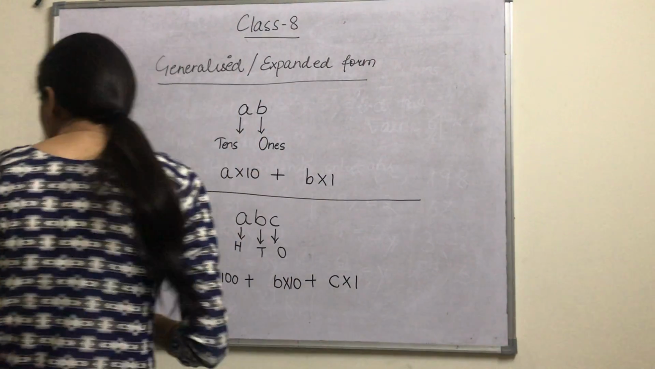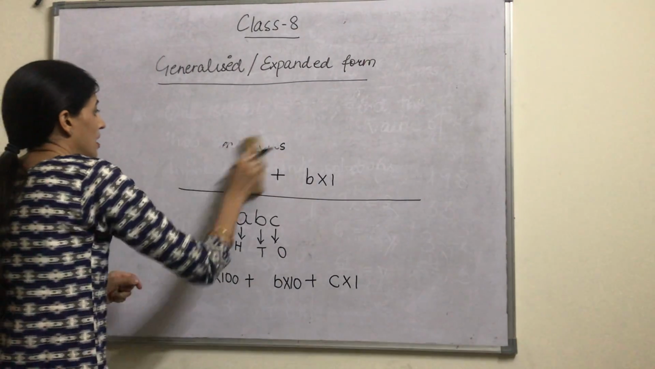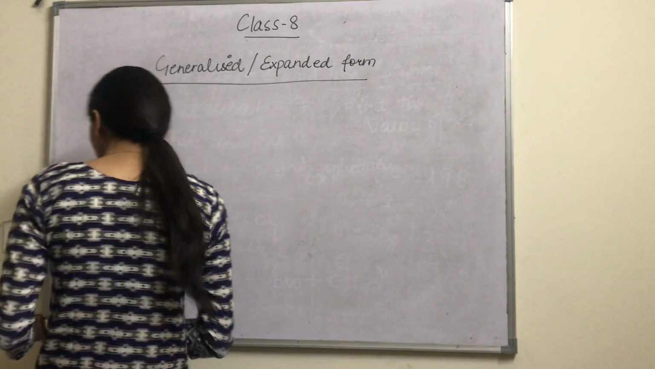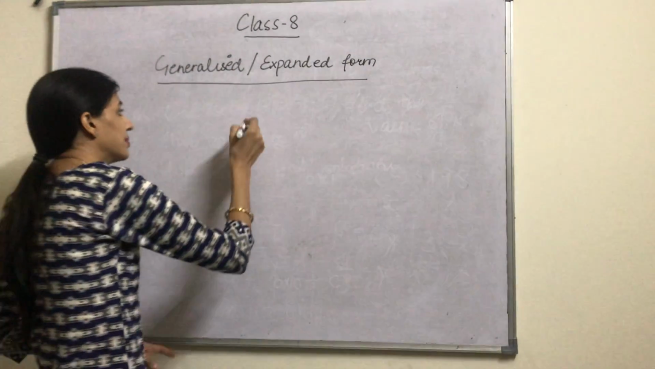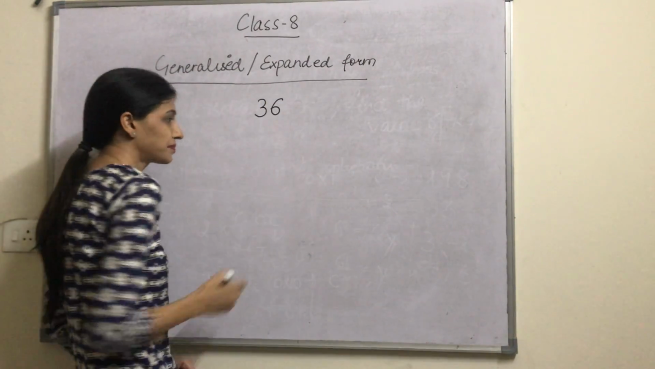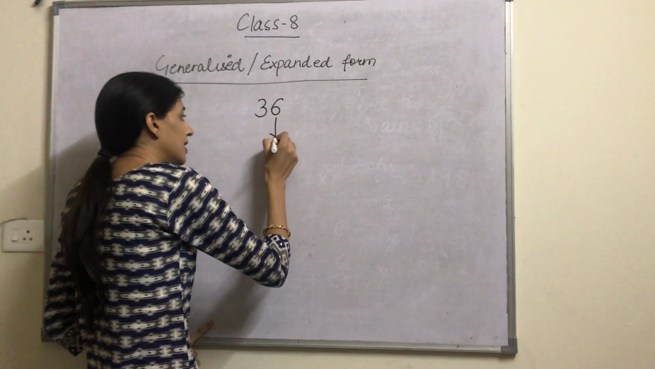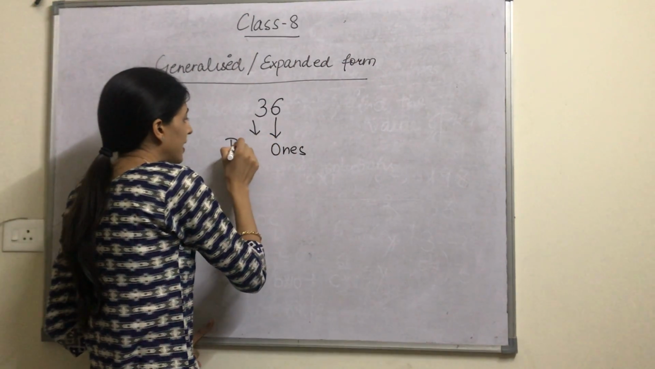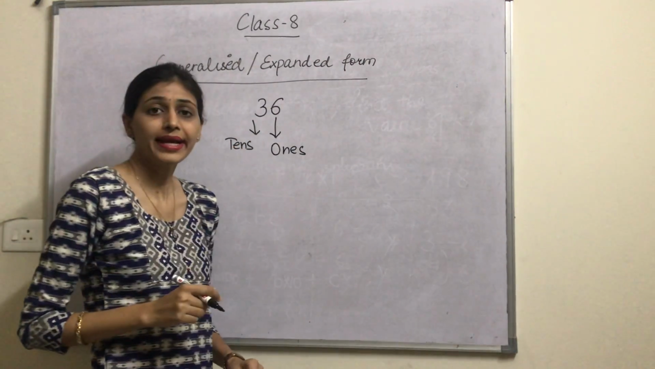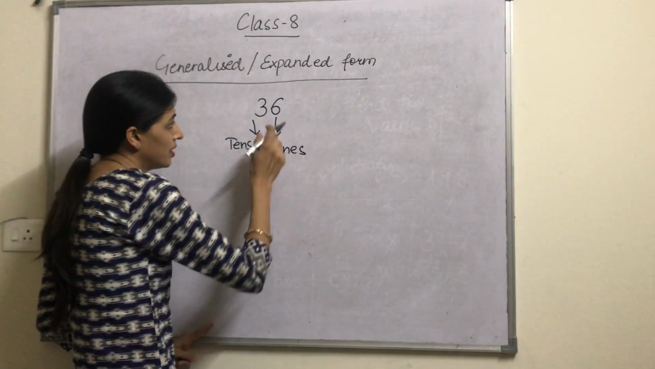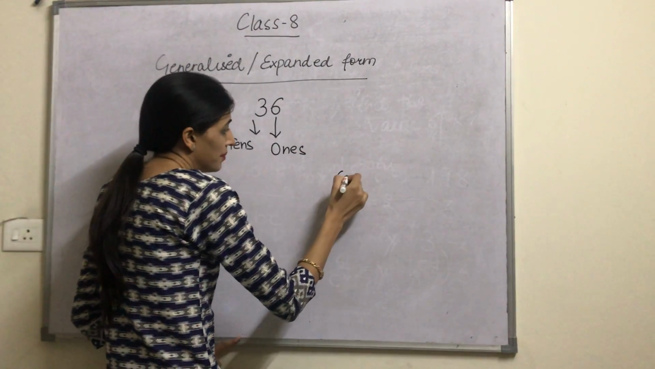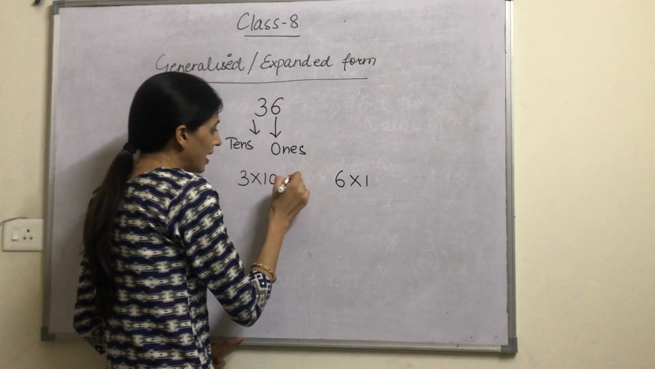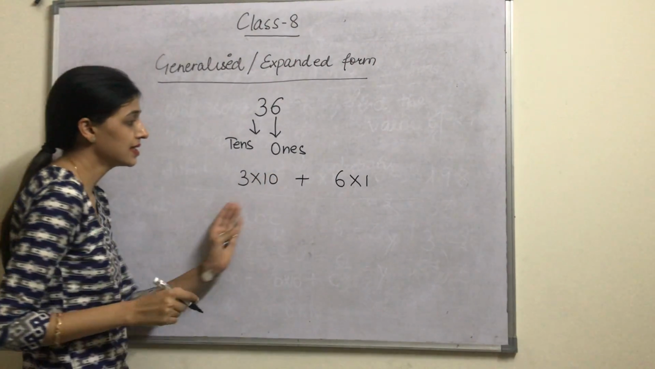Let's take an example. First I will take a two-digit number, then a three-digit number. Suppose a number I am taking is 36. Now, 6 is at ones place, 3 is at tens place. So to write it in an expanded or generalized form, what you have to do? Multiply 6 with 1. Multiply 3 with 10 and add both these. This is the expanded form.